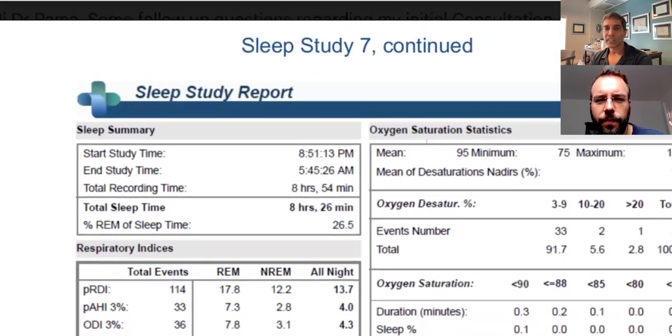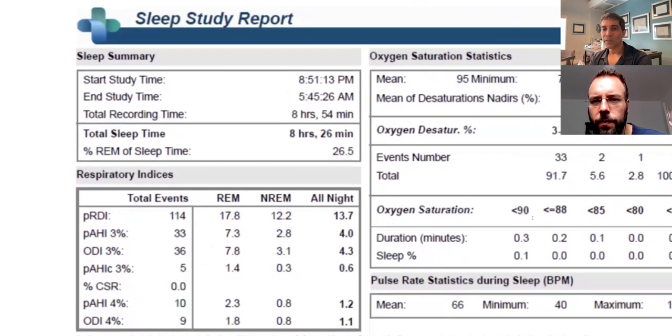Minimum, the mean oxygen is 95%, the minimum 75. Probably not real, but here's the problem. 0.3 minutes under 90, 0.2 minutes under 88, 0.1 minutes under 85. Maybe it was real because there's some additional time, there's a nice flow to that.